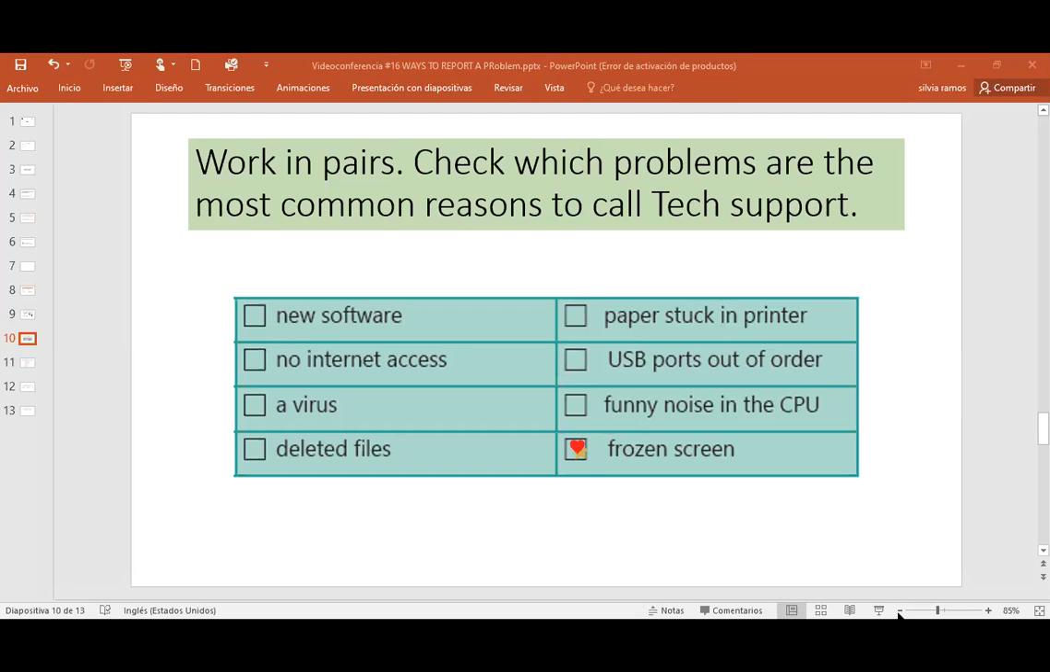Is funny noise in the CPU. Funny noise in the CPU is that sometimes you turn on the computer and you listen to a beep. It's a noise. Hay un ruido en el CPU. Que se oye súper raro a veces. Que asusta. Right? Frozen screen. There is a funny noise in the CPU. Now, okay. What could be another one?